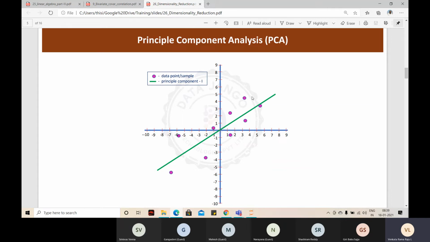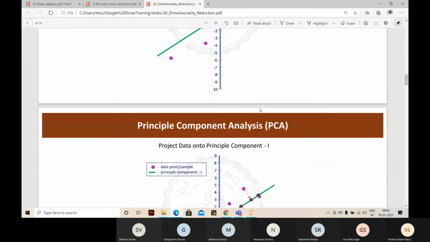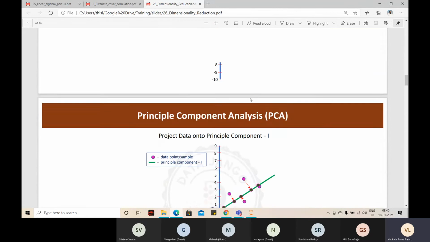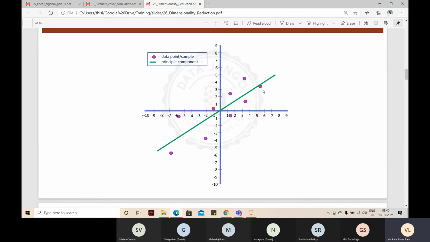For this principal component, the eigenvalue is going to be high. The principal component is nothing but the eigenvector, and for this eigenvector, the eigenvalue is going to be high. First it found this, and then it projected the data onto that. It is doing a perpendicular projection.